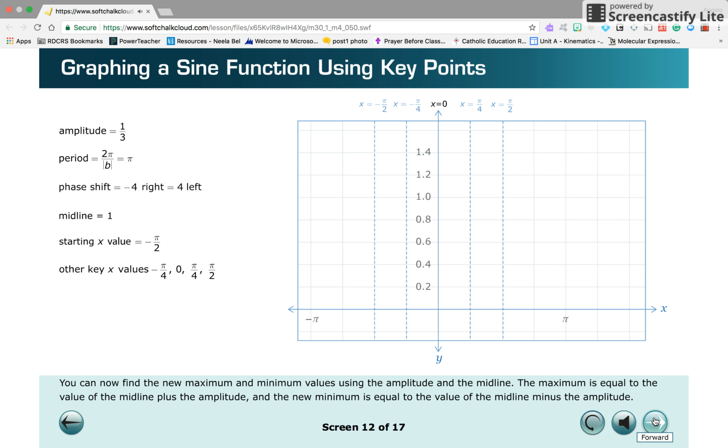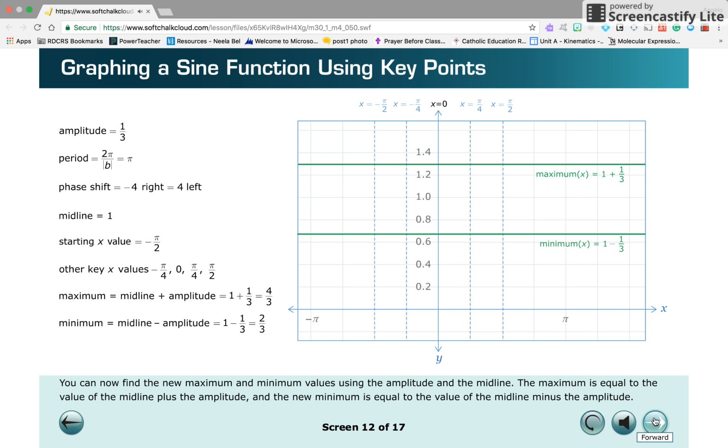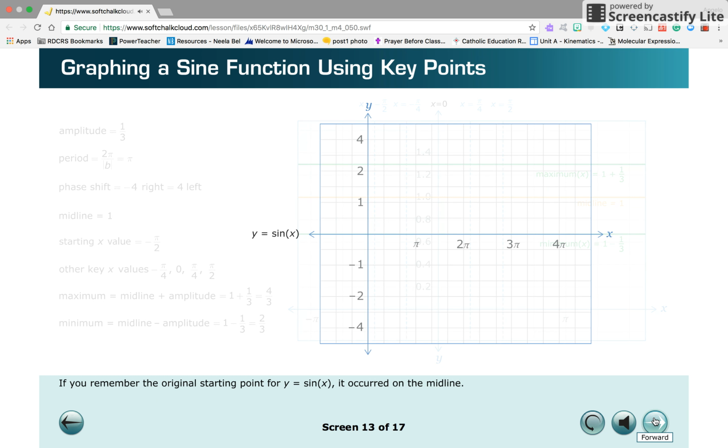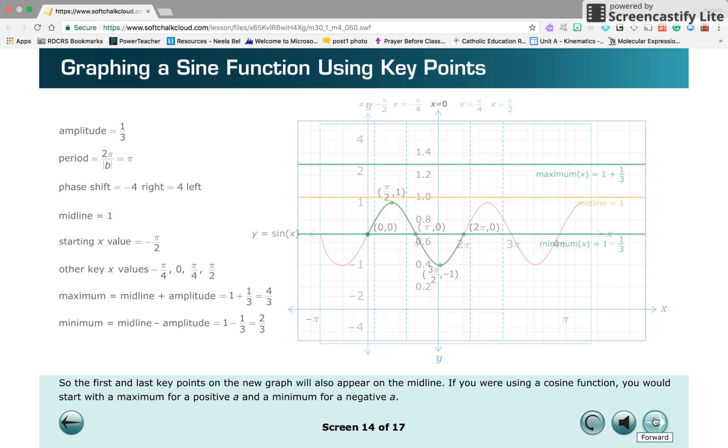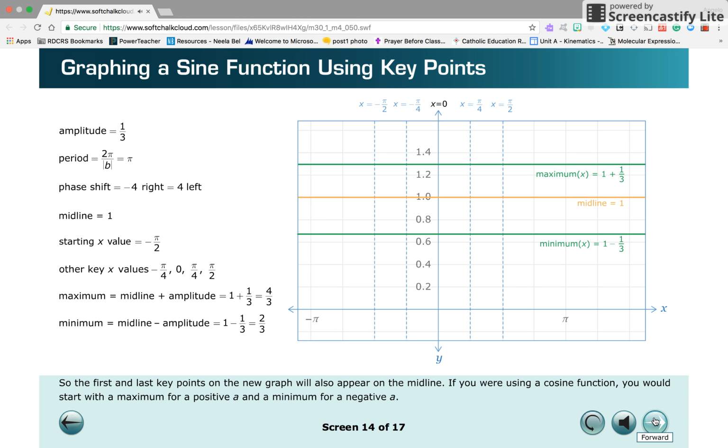You can now find the new maximum and minimum values using the amplitude and the midline. The maximum is equal to the value of the midline plus the amplitude, and the new minimum is equal to the value of the midline minus the amplitude. If you remember the original starting point for y equals the sine of x, it occurred on the midline. So the first and last key points on the new graph will also appear on the midline.